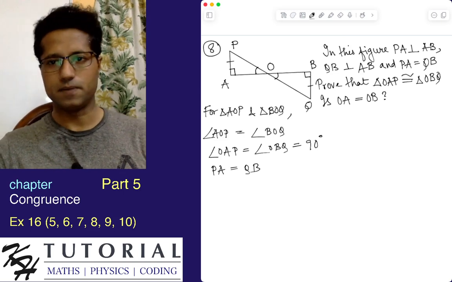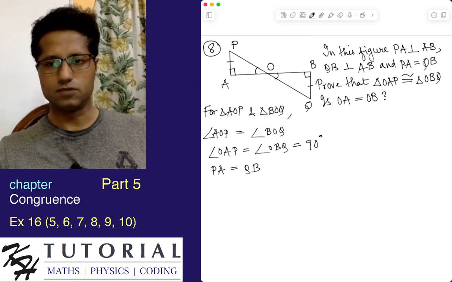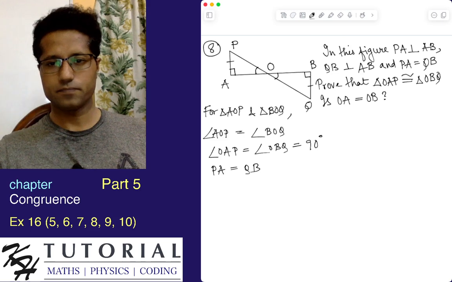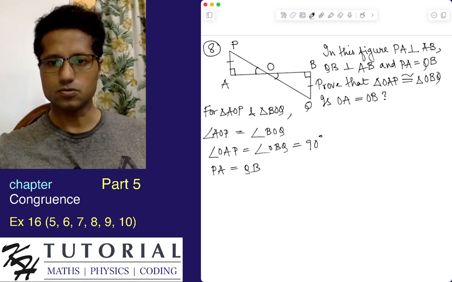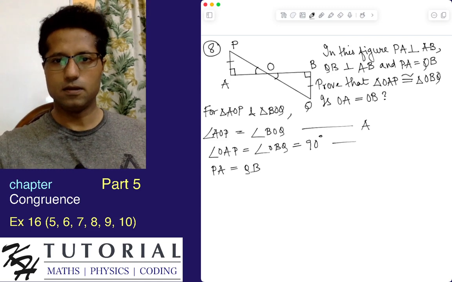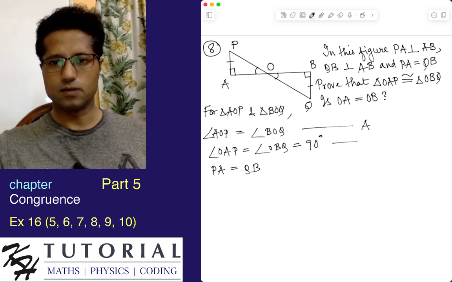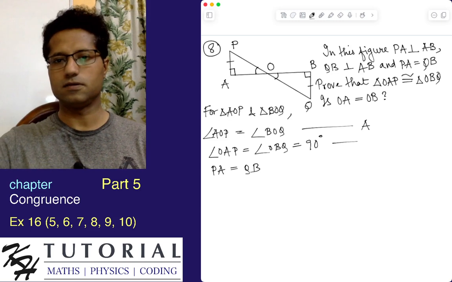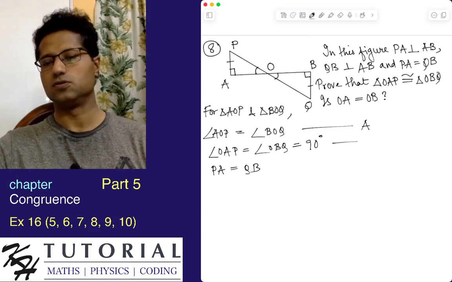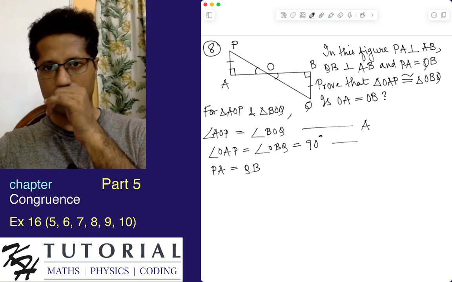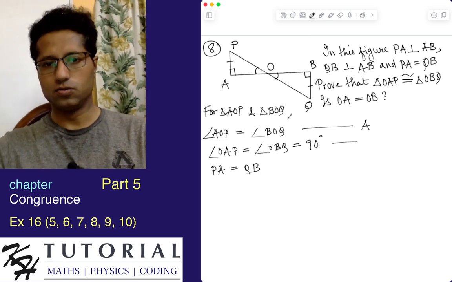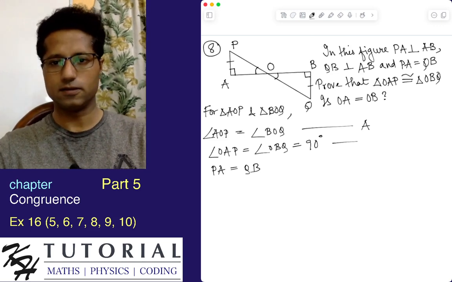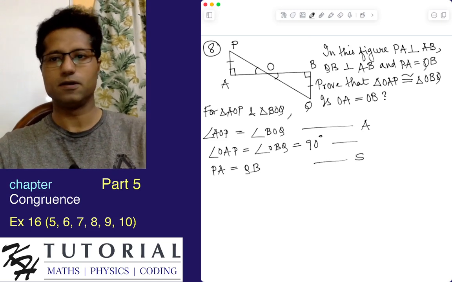So we got three matching parts, and let's see if this falls under any of the four congruence conditions, that is SAS, ASA, RHS or SSS. So this is an angle, this is an angle, this is a right angle. So we have two angles and one side. So definitely RHS will not work. RHS is right angle, hypotenuse and side. Even though the angles OAP and OBQ are right angles, we do not have two sides. We have two angles and one side. So RHS will not be applicable in this problem.